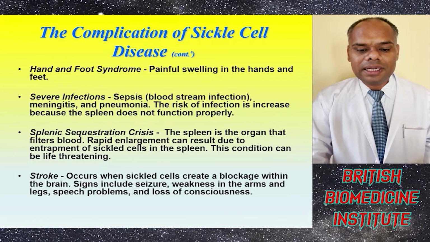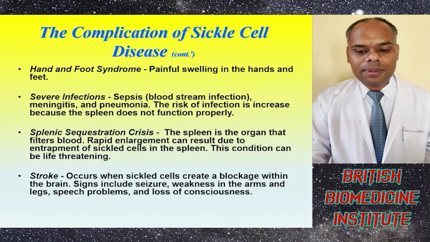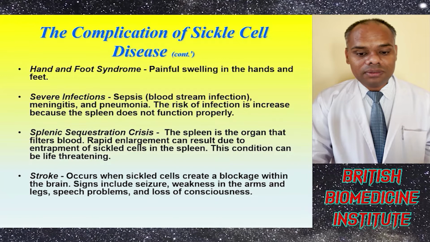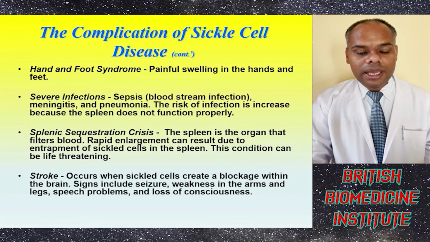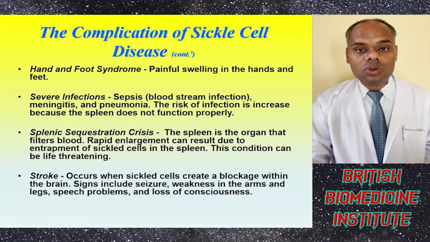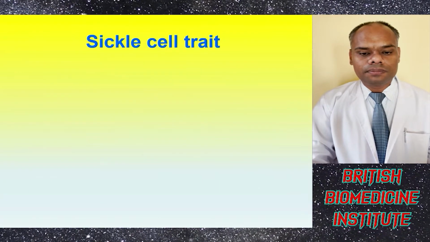Stroke. Stroke occurs when sickle cells create a blockage within the brain. Signs include seizure, weakness in the arms and legs, speech problems and loss of consciousness.